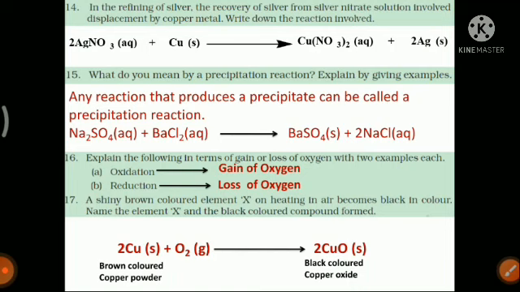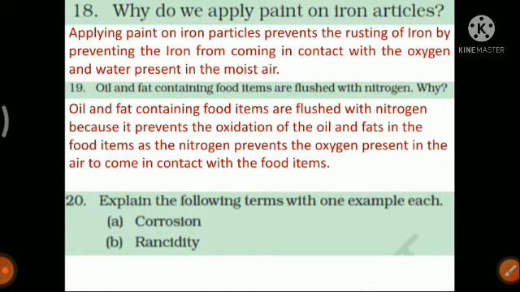A shiny brown colored element on heating in air becomes black. This is the example that we have already discussed while discussing the redox reaction. That is, copper metal is brown in color. Whenever you heat it in presence of oxygen, you will see a black colored powder forming over it. That is copper oxide. So this is the reaction that is already discussed.